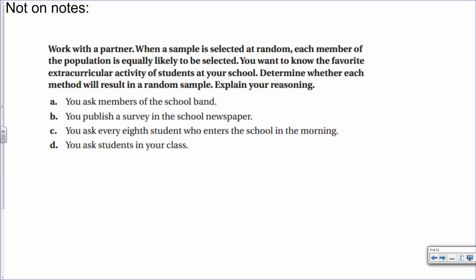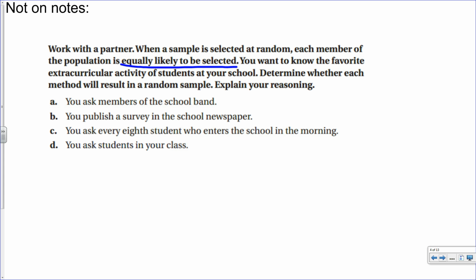Now that we have that concept down, let's look at which kind of samples we would want to pick. When a sample is selected at random, each member of the population is equally likely to be selected. So you want to know the favorite extracurricular activity of students at your school. You need to determine whether each method will result in a random sample and explain your reasoning. So pick which one you think it would be and mark it on your notes.